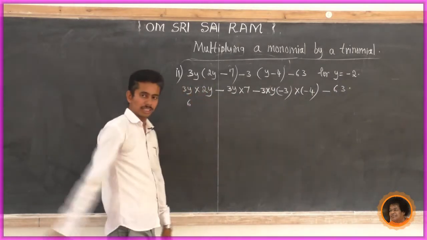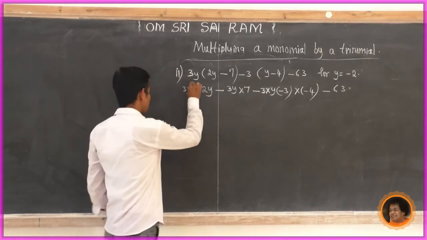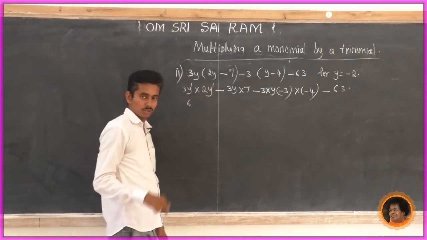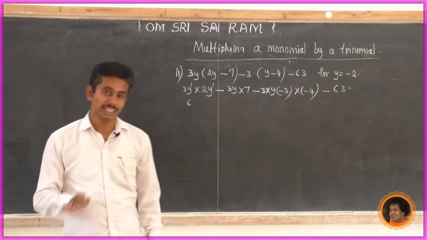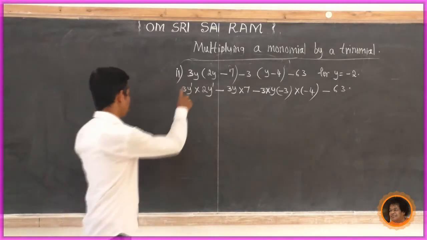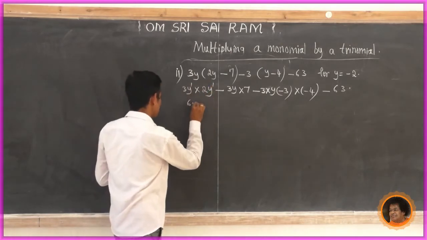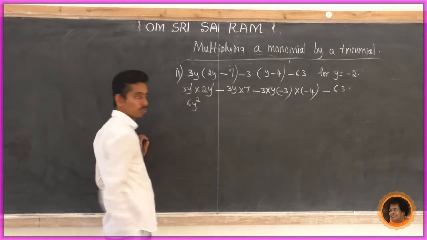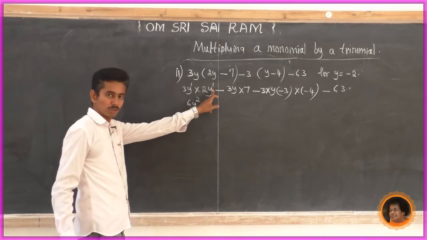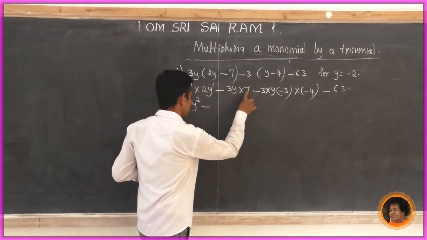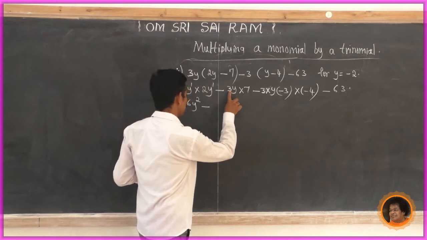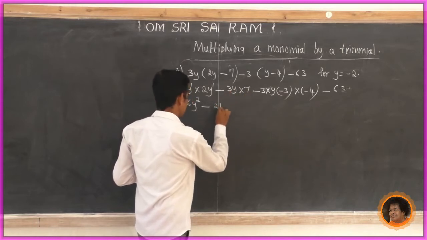y into y. y to the power 1 and y to the power 1. So we have a to the power m into a to the power n equal to a to the power m plus n. So 1 plus 1 is 2. So y squared, 6y squared. Minus 3 into 7, 7 into 3, we know that 21. Then y.